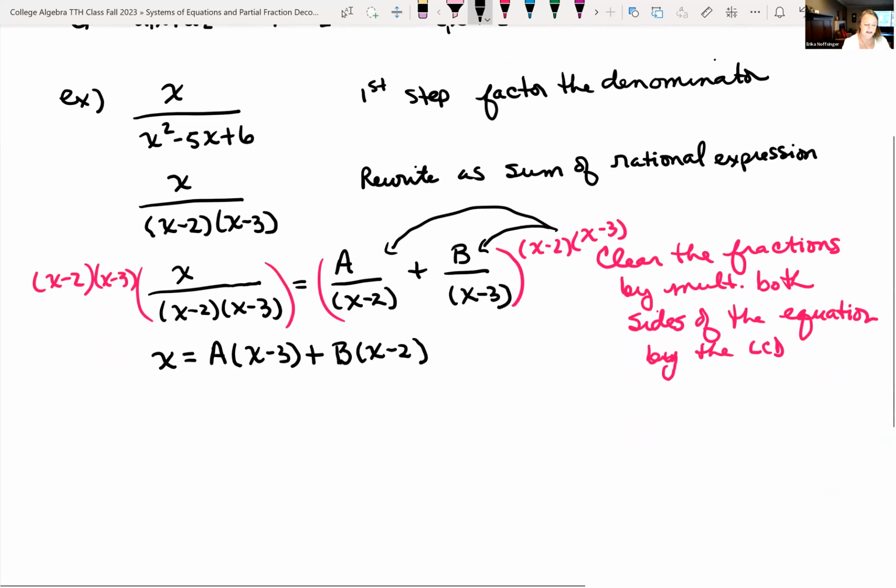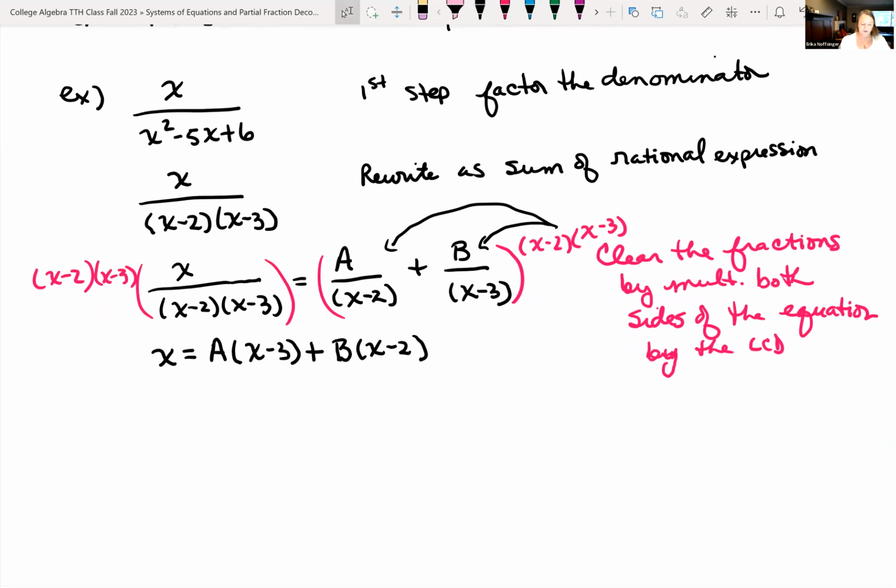So looking at this, let's distribute our capital A inside that first parentheses, and capital B inside that second parentheses. And so doing so, we get x is equal to capital A times x minus 3 times capital A plus capital B times x minus 2 times capital B.